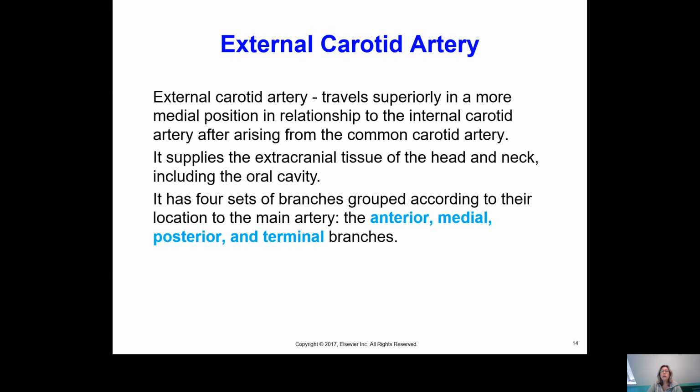The external carotid artery travels superiorly in a more medial position in relationship to the internal carotid. So medial, it sounds kind of opposite of what their names are. The external is actually closer to the inside, or medially positioned. The internal is actually more laterally positioned. It has 4 sets of branches grouped according to their location to the main artery. So you have an anterior branch, a medial, a posterior, and then the terminal branches or end branches.